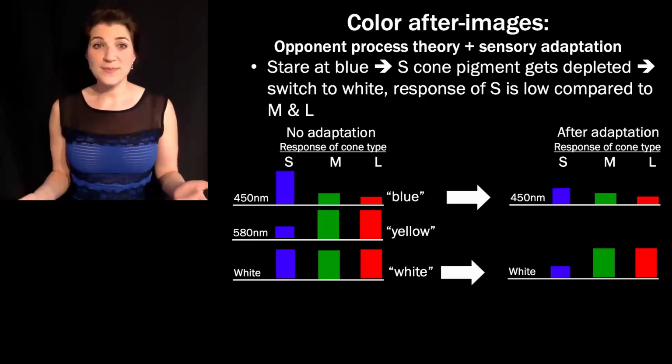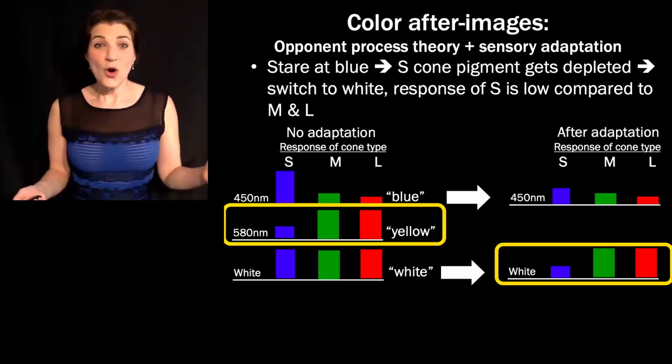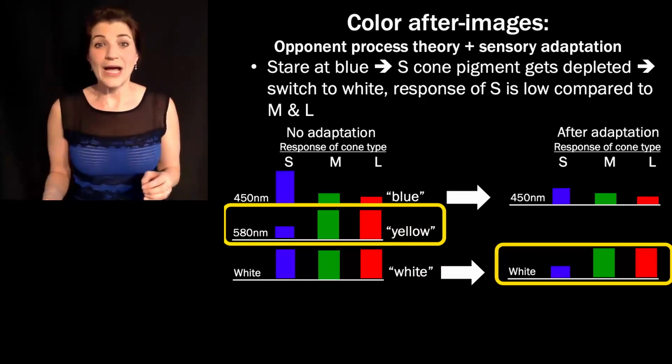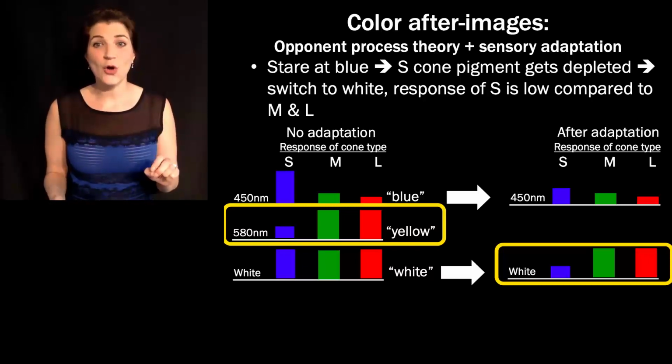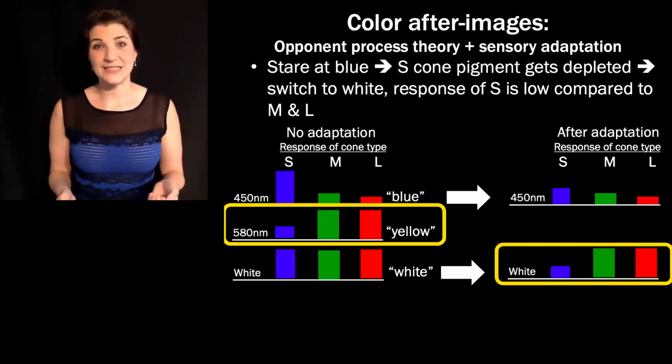So what does that white response look like? It looks like yellow. So, staring at blue and then switching to white leads to the same pattern of neural code as staring at an unsaturated yellow. So that's what we perceive.